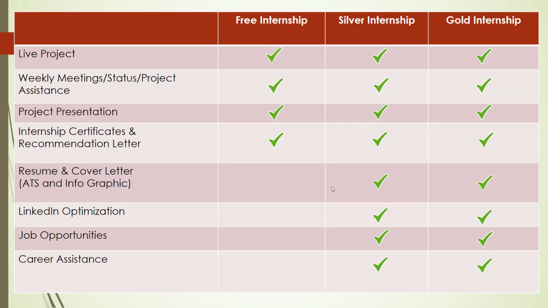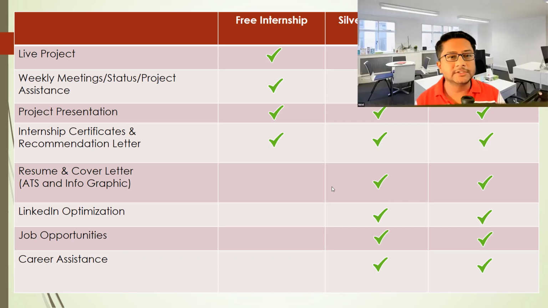We'll give you details about all these internships. In the first and second columns you can see the free internship. The third column is the silver internship, and the last column is the gold internship. In all three internships, a live project is mandatory. Then there will be weekly meetings, and you need to provide your status. You will get project assistance on how you can work, how you should divide your modules, and how you have to plan for the next week. Whatever you have done in the last week, you have to present as status in the weekly meeting. It's applicable to all three kinds of internship.